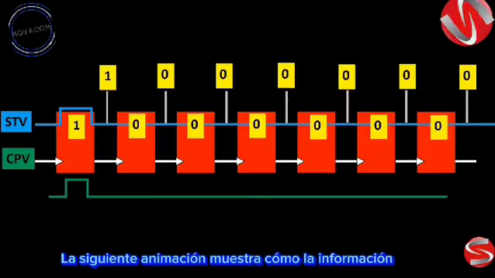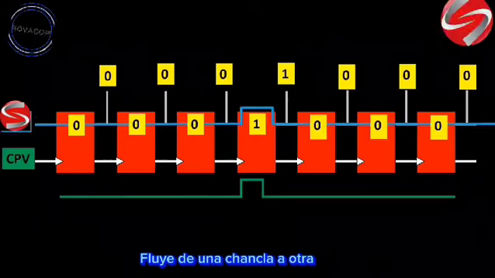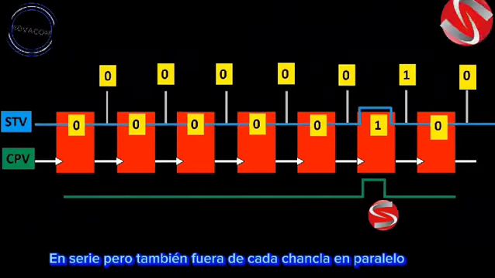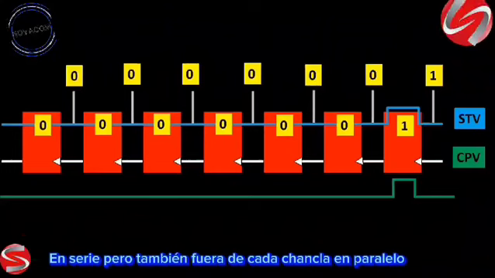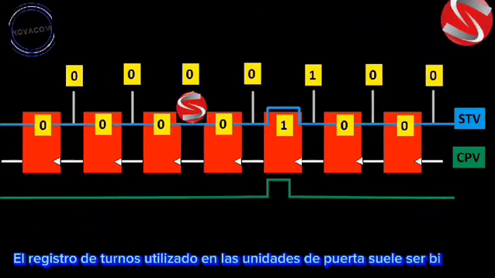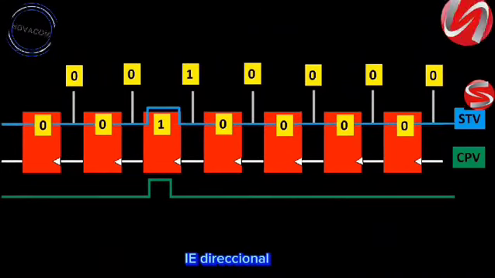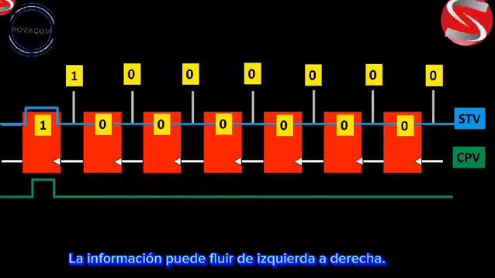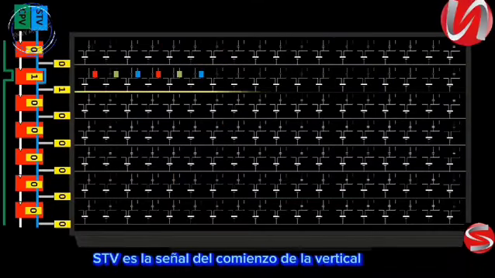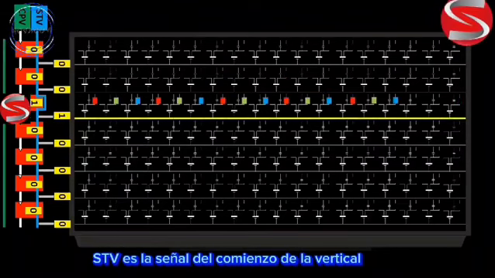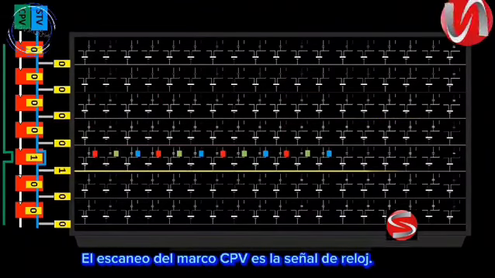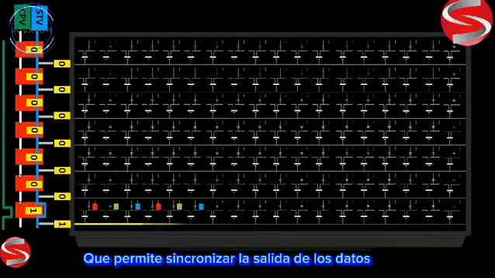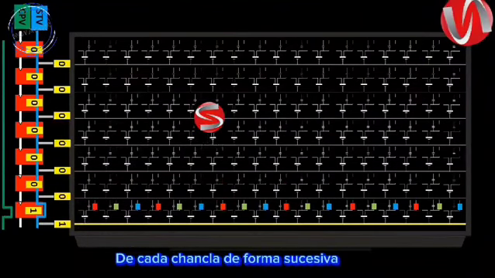The following animation shows how the information flows from one flip-flop to another in series, but also out of each flip-flop in parallel. The shift register used in gate drivers is often bidirectional, i.e. the information can flow from left to right or vice versa. STV is the signal of the beginning of the vertical scanning of the frame. CPV is the clock signal, which allows to synchronize the output of the data of each flip-flop in a successive way.